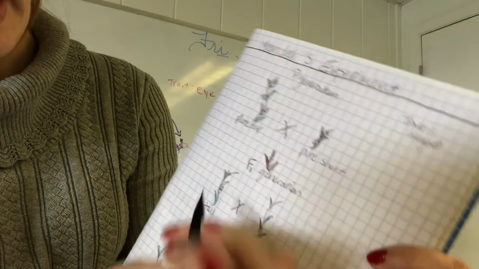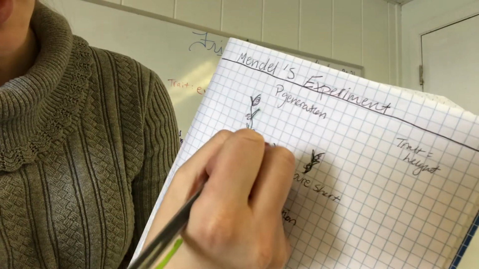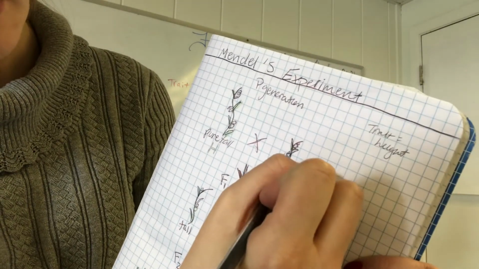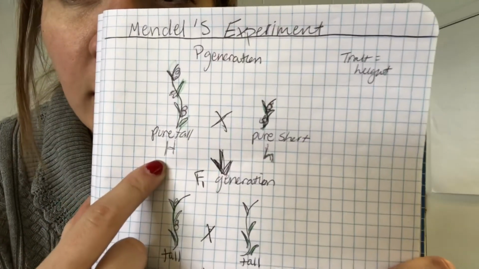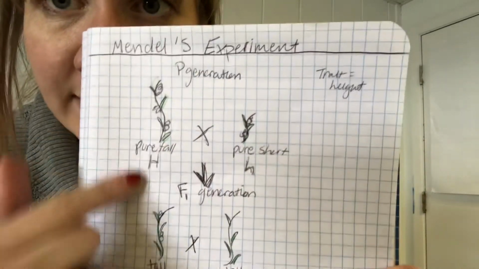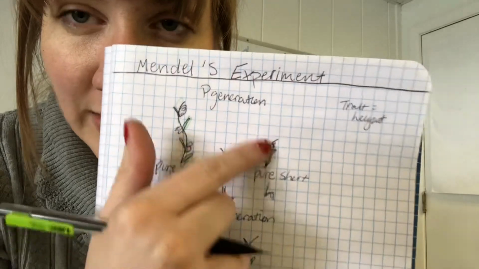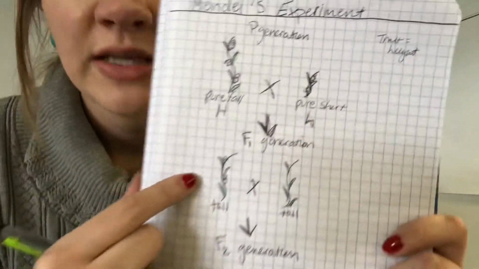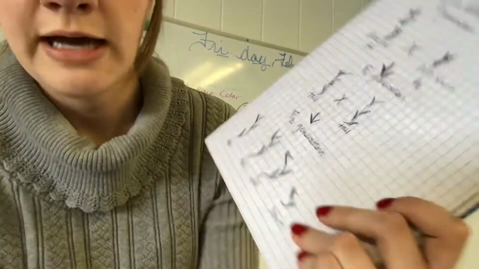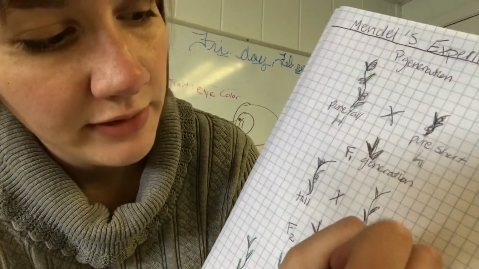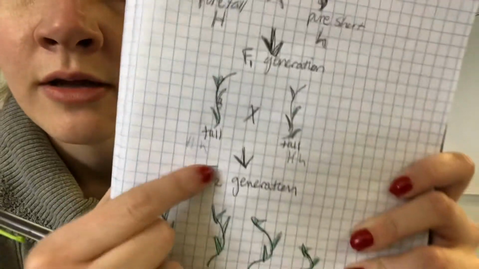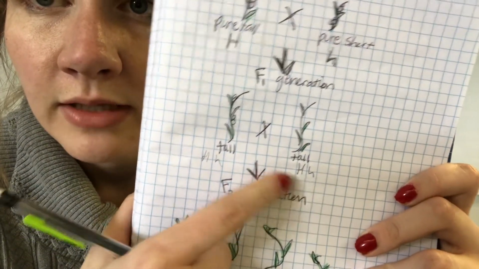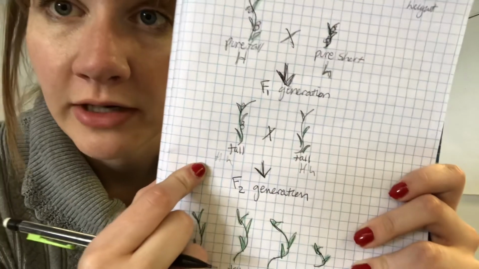So we're talking about height, so I'm going to use capital H and lowercase h to represent these alleles, just so we're on the same page. So this capital H represents pure tallness, and this lowercase h represents shortness. So these children are going to have one from each parent. They'll have an H and a lowercase h, and an uppercase H and a lowercase h. Each parent has given them one of their alleles.